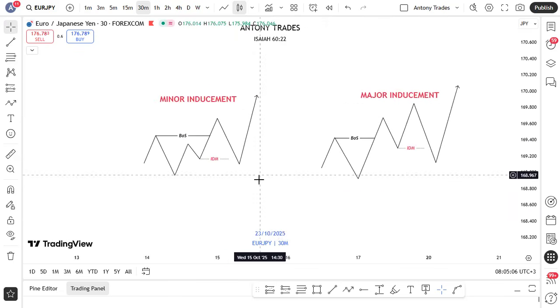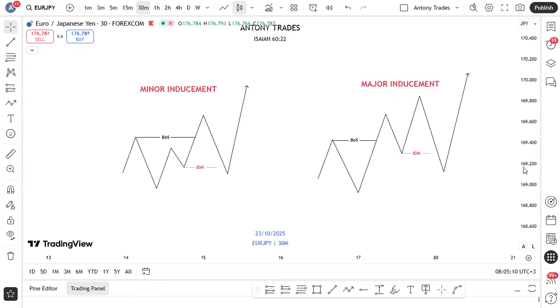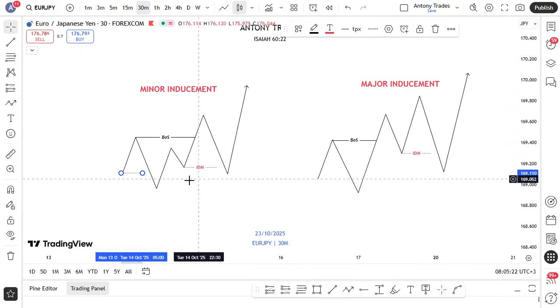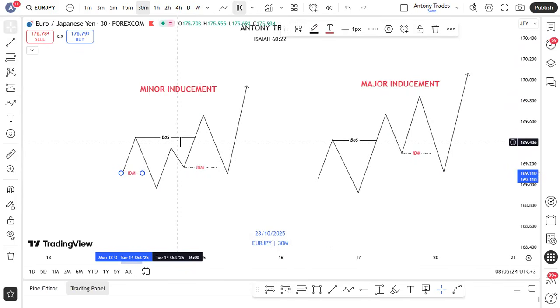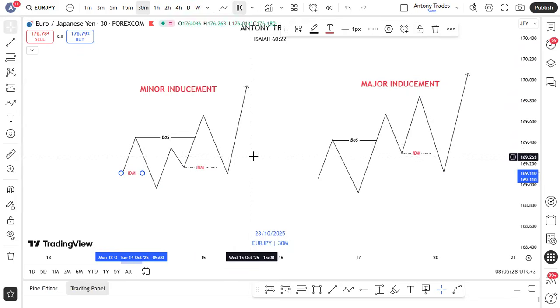Now I have two illustrations here on both minor and major inducement. So you need to pay a lot of attention here, guys. I will not talk in detail, but briefly I will touch on how to identify a valid break of structure.